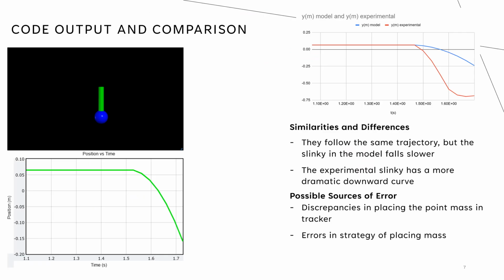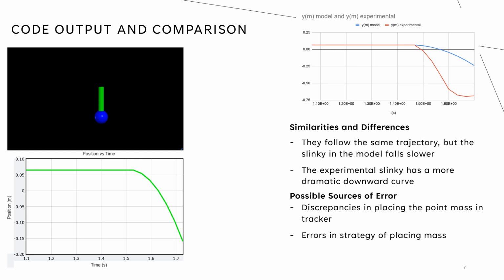Here is my code output and then the comparison graphs. As you can see, the red line, the experimental slinky, fell a lot faster than the model did. The experimental slinky has a more dramatic downward curve also, while the model gradually falls. The experimental slinky starts falling immediately when the top of the slinky reaches the bottom.